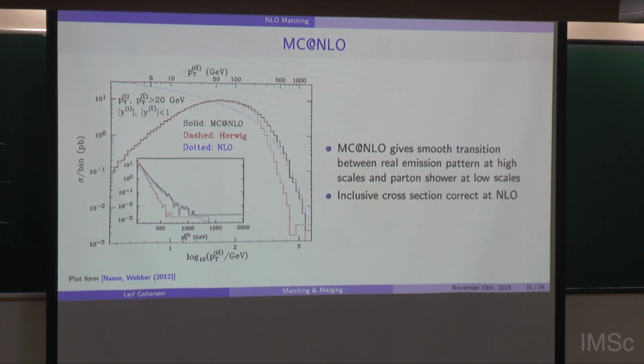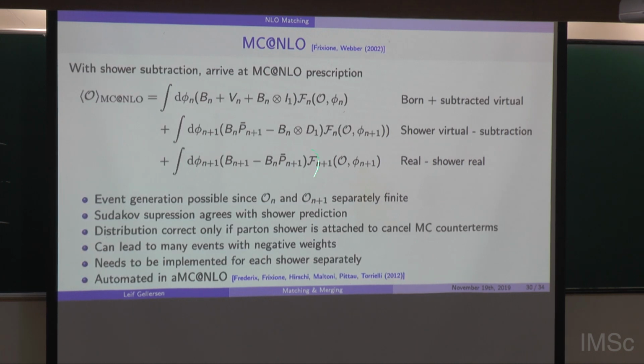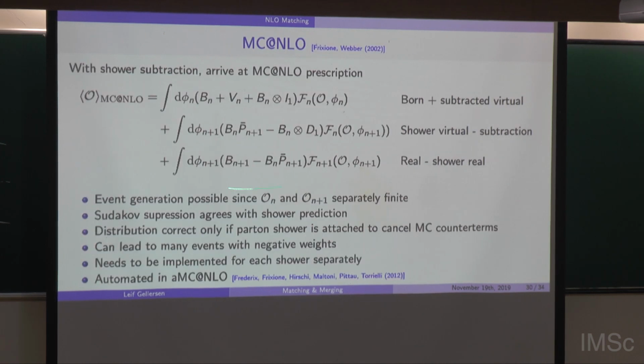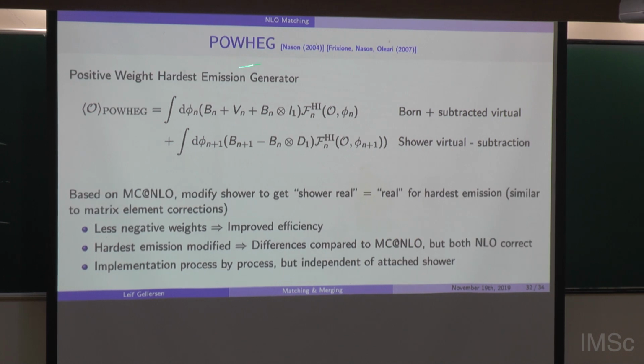There's an alternative method. If you are sad about these negative weight problems here, what you could do is correct your Parton shower emission spectrum for the very first emission. That basically corresponds to a matrix element correction of this emission. And then this third line here just vanishes. And what you end up with is the POWHEG method. I don't go into detail here, but this will be without the negative weights. But you will modify your shower if you do this.